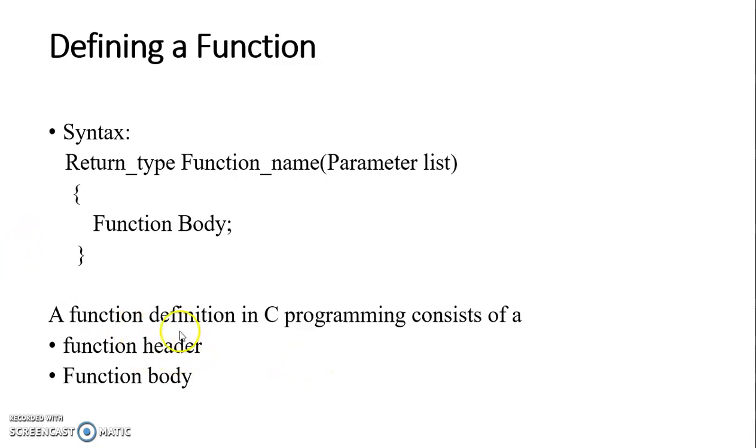So we'll see the definition, or how to define the function. Here I'm writing that a function definition in C programming consists of 2 parts, that is function header and function body. What exactly is the function header? Here the return type, function name and parameter list are known as the function header, and inside the curly brackets we have the function body. We'll see one by one what these elements are.